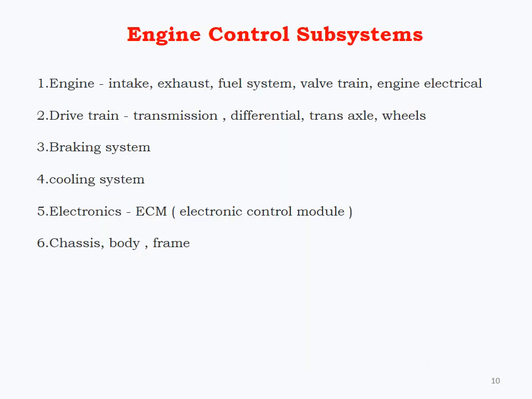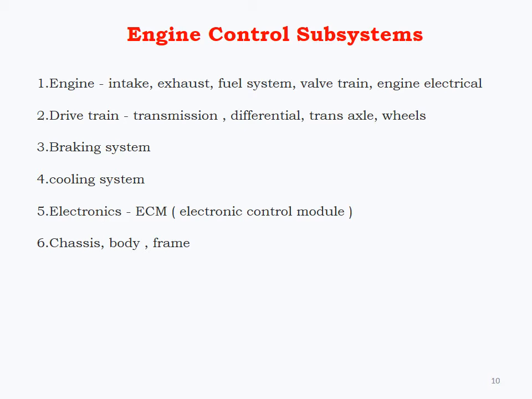Engine control subsystems. In a car there is not only one ECU; there are n number of ECUs used. That is, there is one ECU for the engine, one ECU for the braking system, one ECU for the cooling system, like that. They use different kinds of engine control subsystems. All the subsystems are connected with the CAN network, that is controller area network.